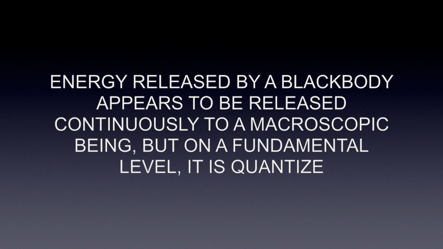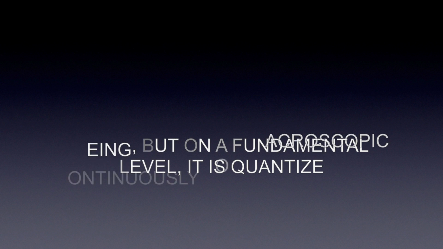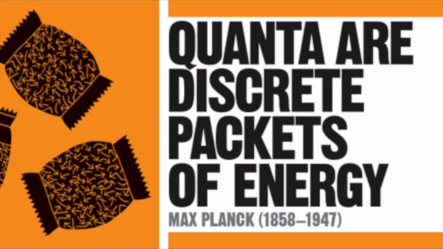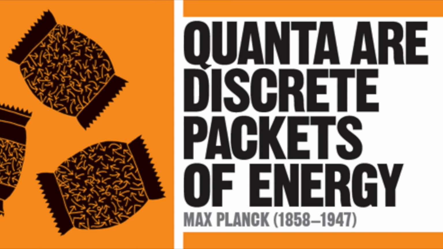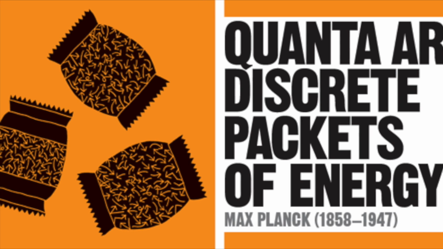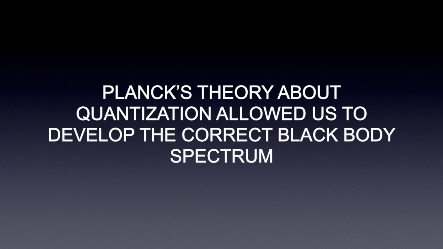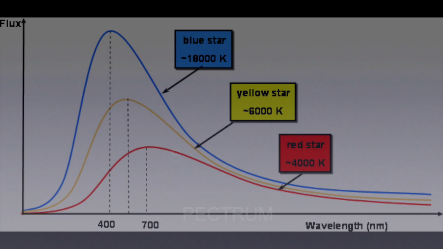Energy released by a blackbody appears to be released continuously to a macroscopic being, but on a fundamental level, it is quantized, meaning that only certain quantities of energy are allowed to be released at a time. It is like the blackbody radiation is releasing small packets of energy at a time. These packets of energy were called quanta, which then became known as photons. Planck's equation and theory about quantization allowed us to develop the correct blackbody spectrum.